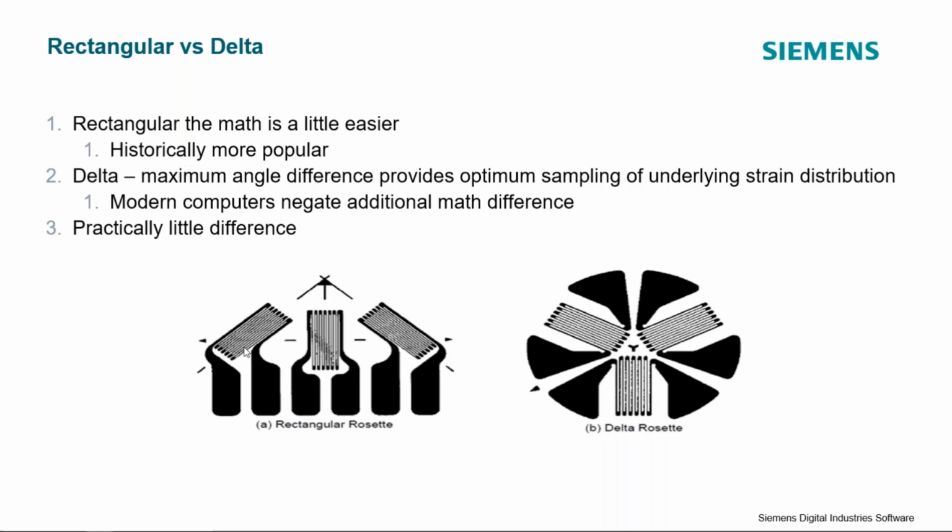So converting these strains to basically the strain tensor and then to the principal stresses and strains, the math is a little easier with the rectangular rosette than it is with the delta rosette. But now with modern computers, we just have the computer do all the math for us. So there's practically little difference today between which gauge type you might use.